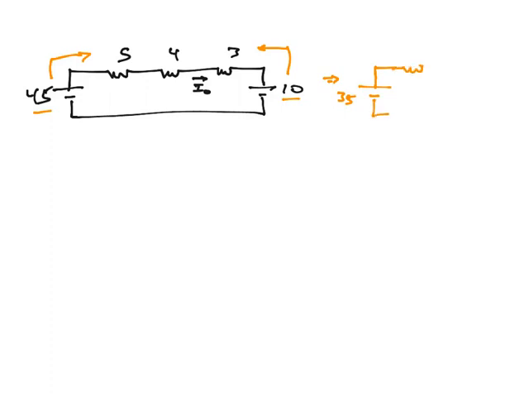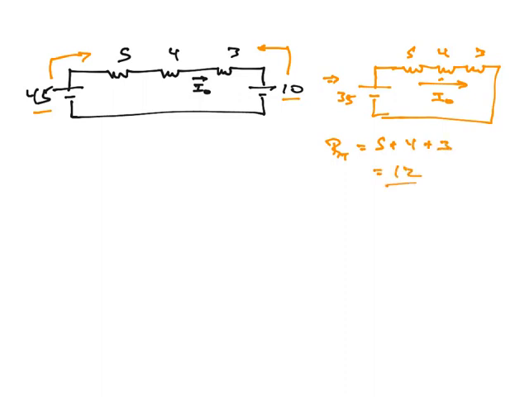And then I have 5, 4, 3, and then there we go. 5, 4, 3. Now what do? Again, I'm looking for the current running here, I naught. So let me just add up the total resistance. So total resistance is 5 plus 4 plus 3, which is 9 plus 3 is 12.